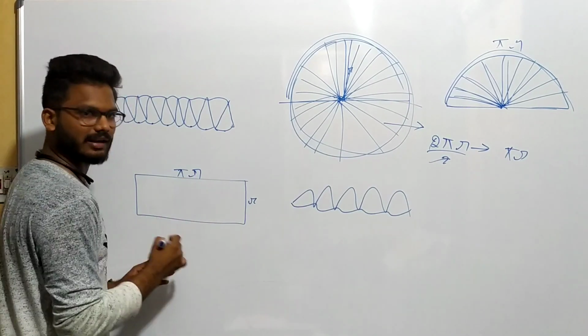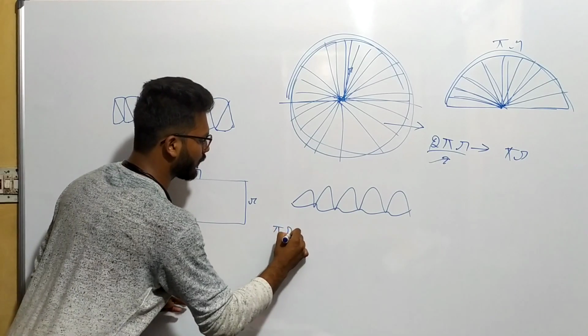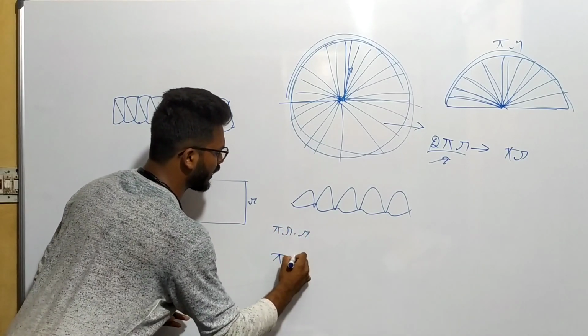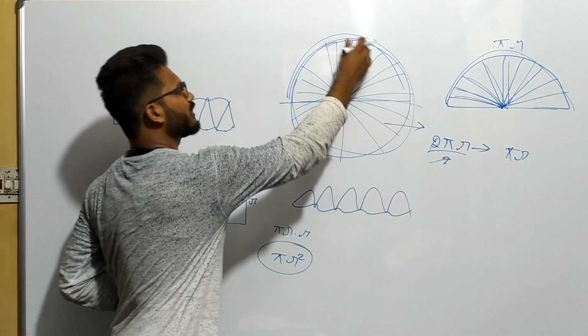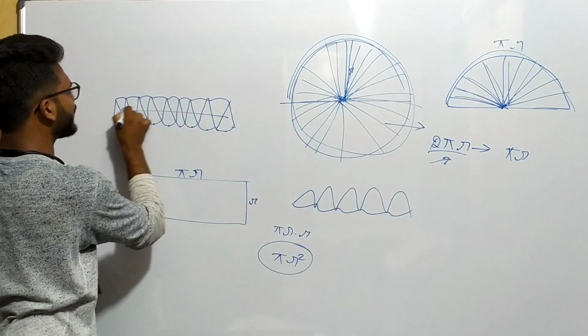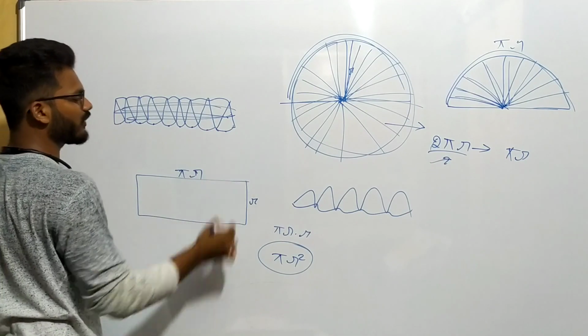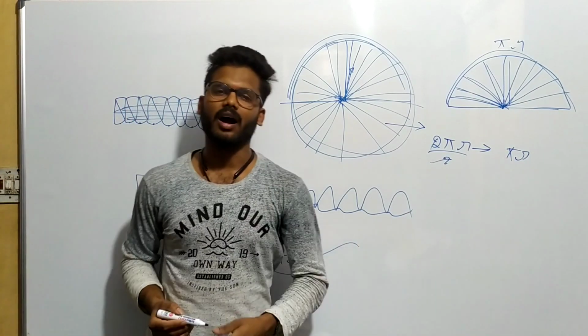And what is the area of this rectangle? Length into breadth, pi r into r. It is nothing but pi r square. So area, this total area, it is there here only, right? So area of the circle is pi r square.